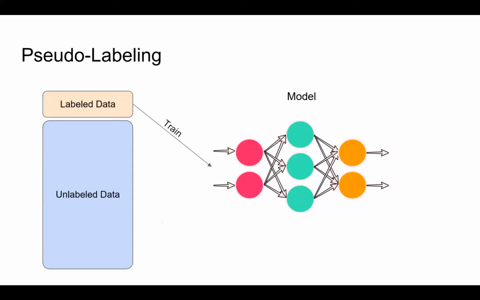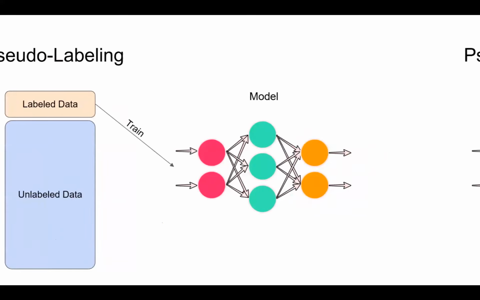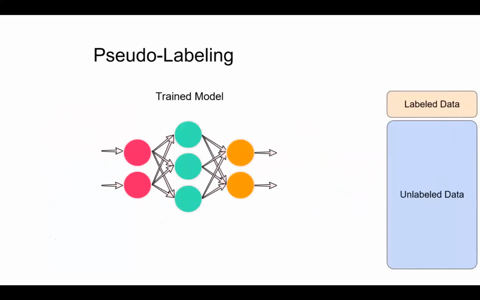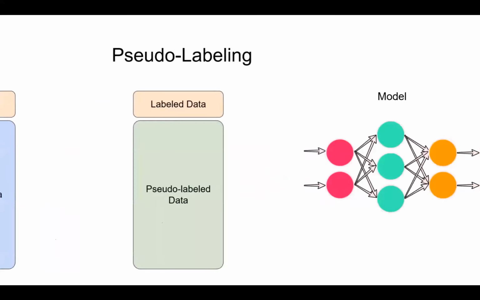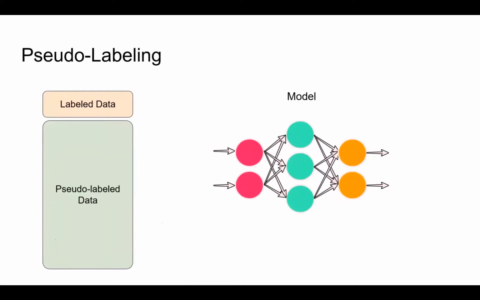Firstly, we train our model on labeled data as usual. Once the training converges, we use the trained model to predict the sort of ground truth labels for unlabeled data, and therefore obtain pseudo-labels. After that, we use both labeled data and pseudo-labeled data to train a new model from scratch. This allows us to train on 95% previously unused data.